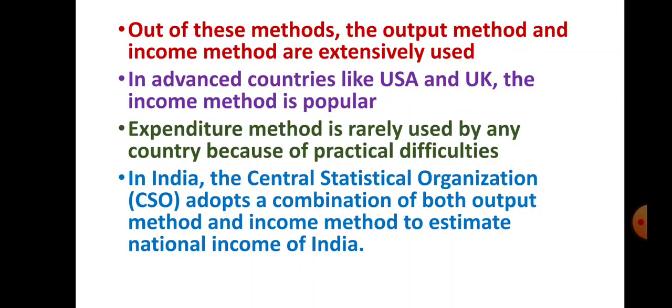So out of these methods, the output method and income method are extensively used. In advanced countries like USA and UK, the income method is very popular. Expenditure method is rarely used by any country because of practical difficulties. In India, the Central Statistical Organization, that is CSO, adopts a combination of both output method and income method to estimate national income of India.